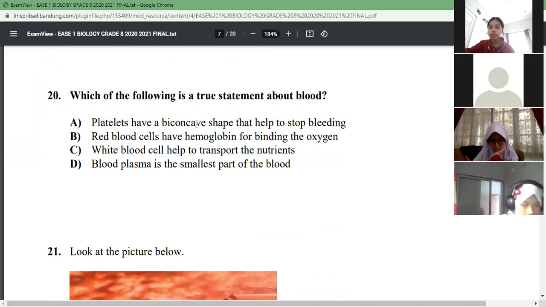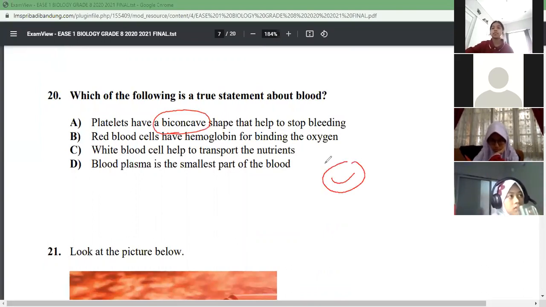Be concave, you say? Really? The question is a little bit advanced. Okay, but it's okay. Biconcave here means like this. These features actually belong to the red blood cell.